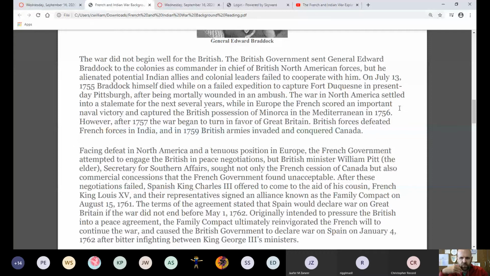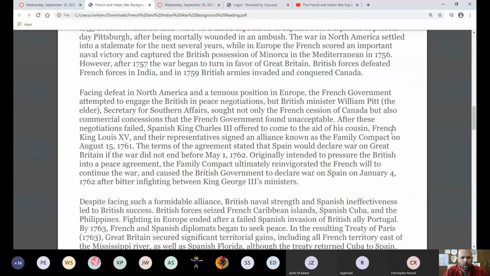While in Europe, the French scored an important naval victory and captured the British possession of Minorca in the Mediterranean in 1756. However, after 1757, the war began to turn in favor of Great Britain. British forces defeated French forces in India, and in 1759, British armies invaded and conquered Canada.